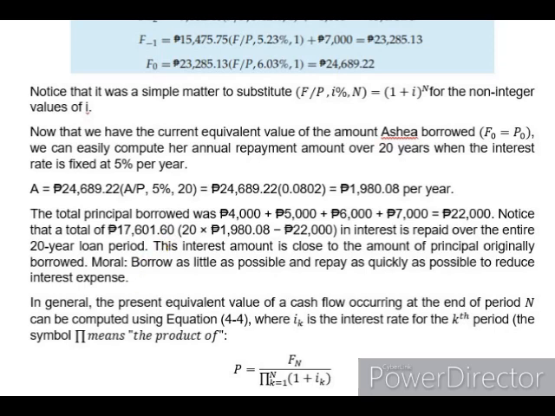Okay? So, moral, borrow as little as possible and repay as quickly as possible to reduce the interest expense. Okay? So, ibig sabihin, ito lang yung nahiram niya, pero napakalaki ng interest. Okay? So, ayan yung moral niyan, guys.